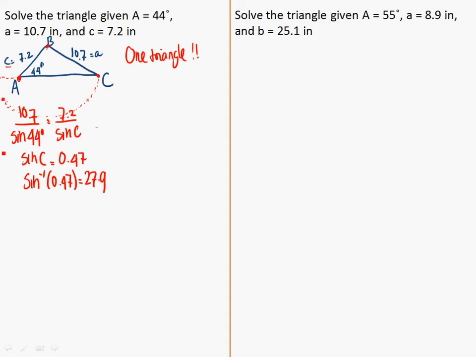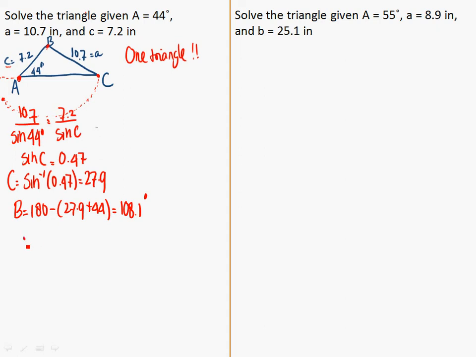Once you have C, I forgot to write that this is C. Once you have C, what angle can you find then? By doing the whole 180 minus stuff again, right? So now we have 27.9 and 44 as our two known angles. When you subtract that, B will be 108.1.